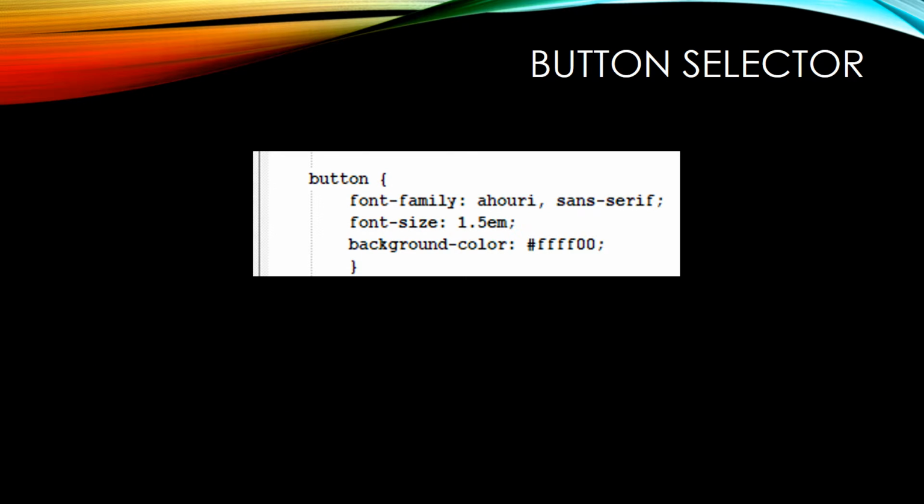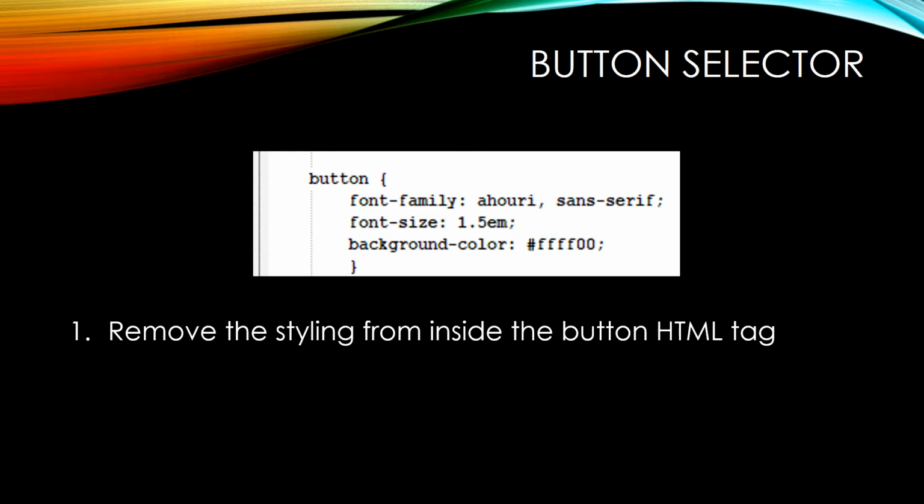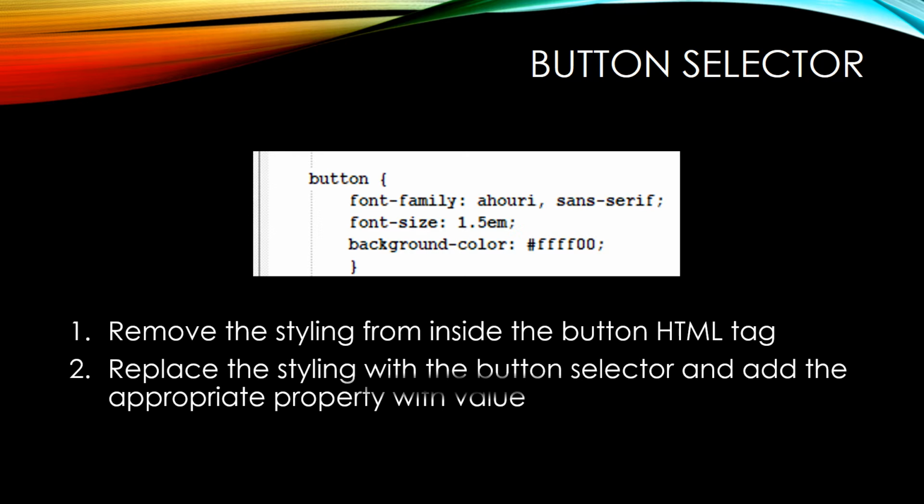You can also add a button selector. The first thing to do is to remove the styling from inside the button HTML tag that is located in your header, and then replace the styling with the button selector and add the appropriate properties with values. In this one, for my button, I added the property values font family, font size, and background color, so I added 3 declarations to the button ID selector.